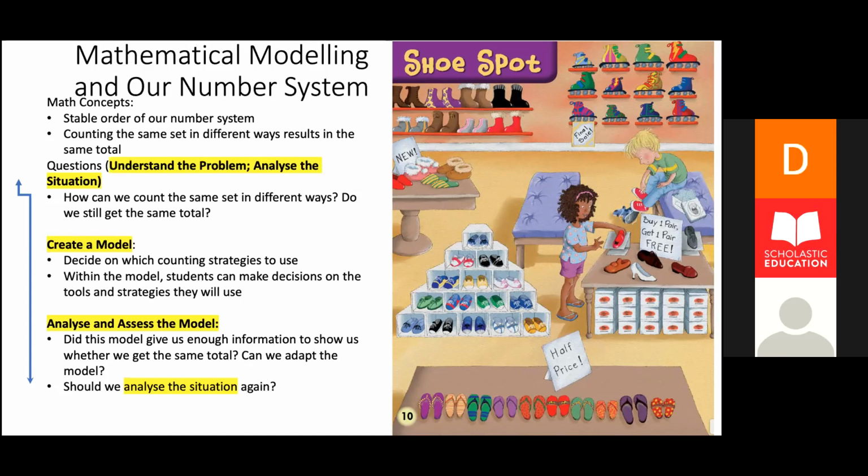So the question you can say, well, we're going to count the shoes. What do you understand? Okay, so the kids may say, well, I know I have to count the shoes. Okay, that's great. How many shoes do I have to count? All right, that's great. Let's assess the situation. Do slippers count as shoes? Do roller skates count as shoes? Do I just count the red shoes? You're analyzing all of these together.